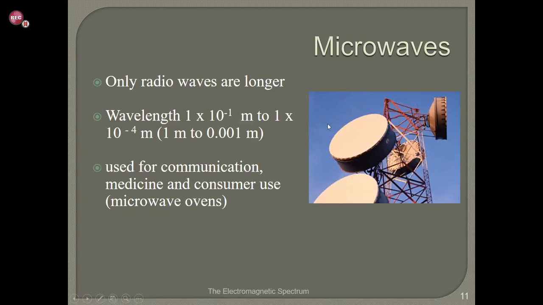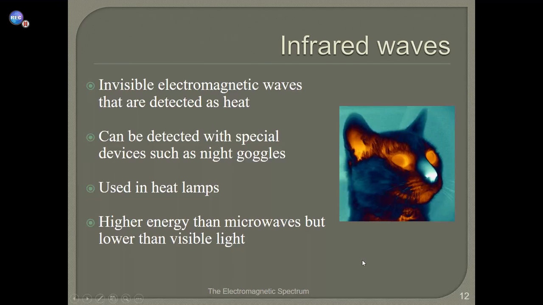All right, microwaves. Only radio waves are longer, so microwaves are slightly shorter than radio waves. They're used for communications and, of course, microwave ovens. Infrared waves are detected as heat waves. These are also used in heat lamps, those nice things that keep your food warm at fast food restaurants and other restaurants. These have higher energy than microwaves, but still lower than visible light, which is up next.